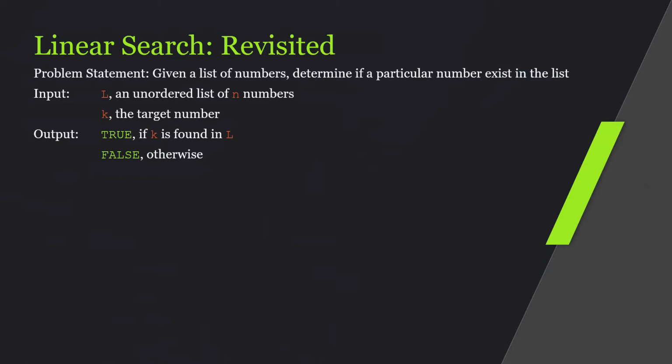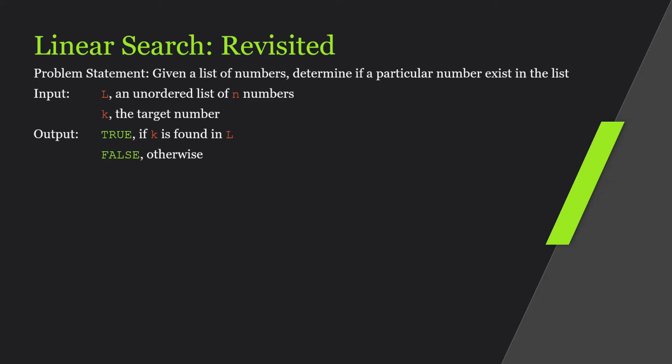Before we go any further, let's revisit linear search. I'm going to quickly go through this since in a previous video we already covered it. But the problem is, given a list of numbers, determine if a particular number exists in the list. So the input that we're going to use is L, which is an unsorted list of n numbers. K is the target number. So we're trying to ask, does K exist in L? And if K is found in L, we're going to return true. If it's not found in L, we're going to return false.